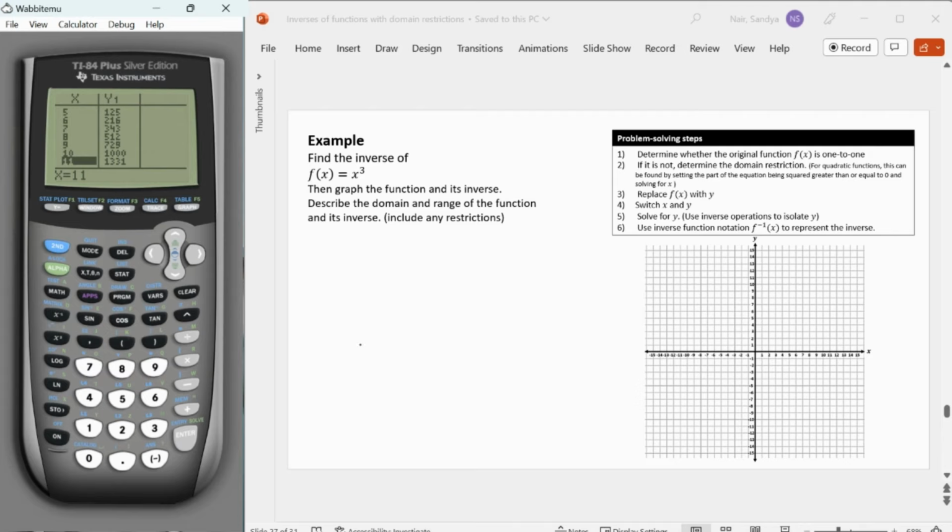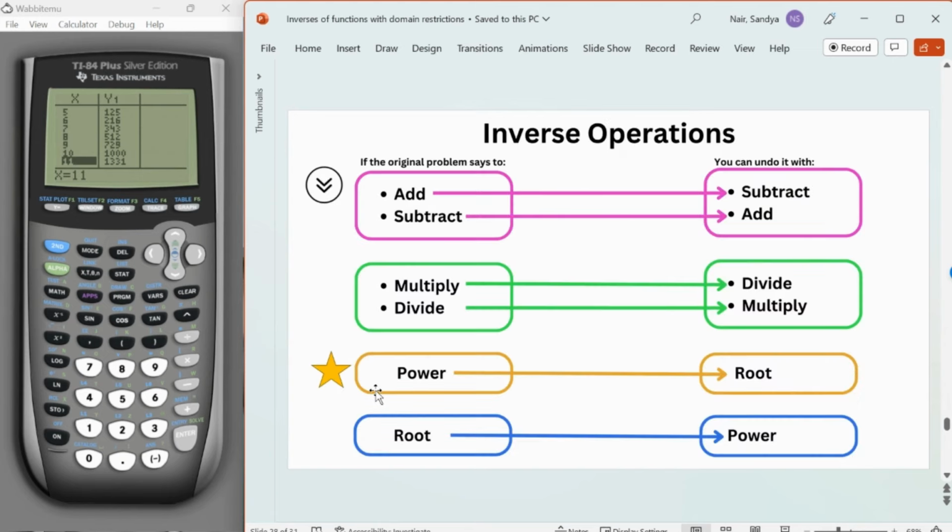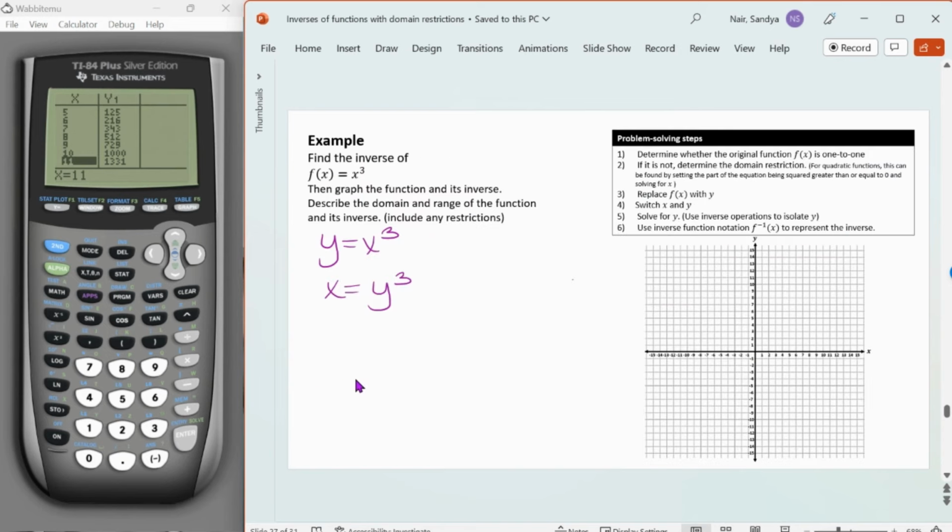So all I need to do now is the steps we were doing in the previous video, and I need to go ahead and switch f of x with y. So I have y equals x cubed. And then I'm going to switch my x and y. So I have x equals y cubed. And so now I need to solve this equation for y. Okay. Well, remember, inverse operations tell us anytime you have a power, you can undo it with a root. So this is a cubic power, so I'm going to undo it with a cube root. Okay. So I'm going to take the cube root of both sides of my equation. And when I do that, my y cubed and the cube root are going to cancel each other out. So I have the cube root of x equals y.